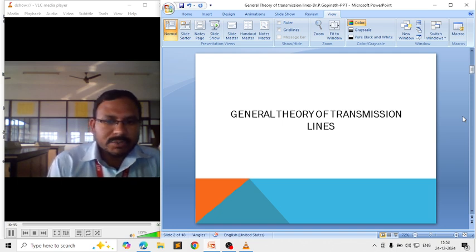Generally, a transmission line is wired communication using different transmission media, such as twisted pair and coaxial cables. These are the cables we utilize to carry electrical pulses from one place to another place. So these are the very basic fundamentals of transmission lines.